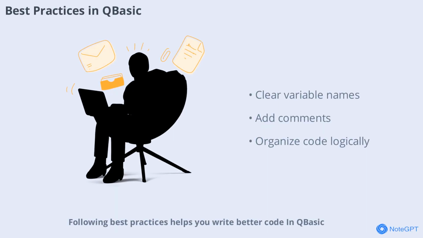Following best practices helps you write better code. In QBasic, this means using clear variable names, adding comments, and organizing your code logically. Avoid using magic numbers, instead use variables with meaningful names. Test your programs thoroughly and fix any errors you find. Good habits developed in QBasic will carry over to other programming languages and make you a more effective programmer.